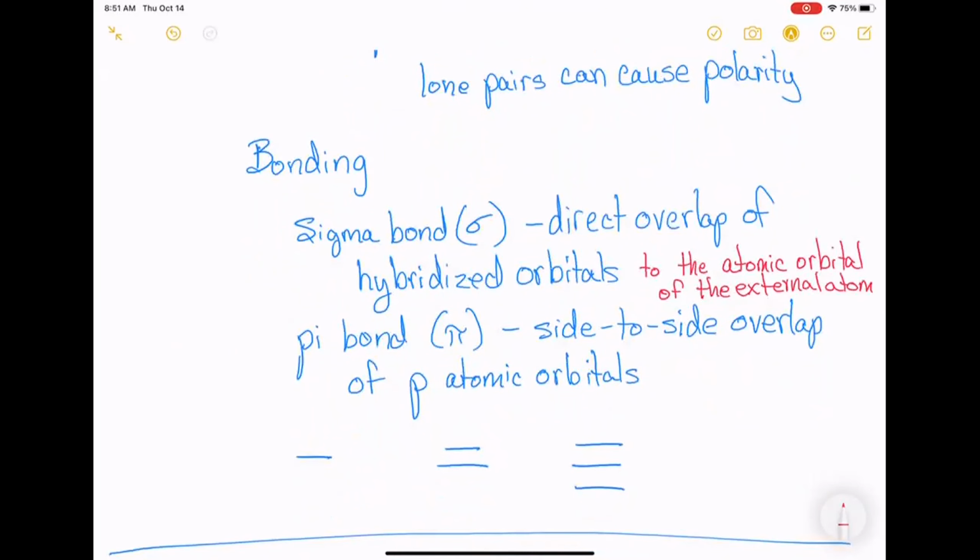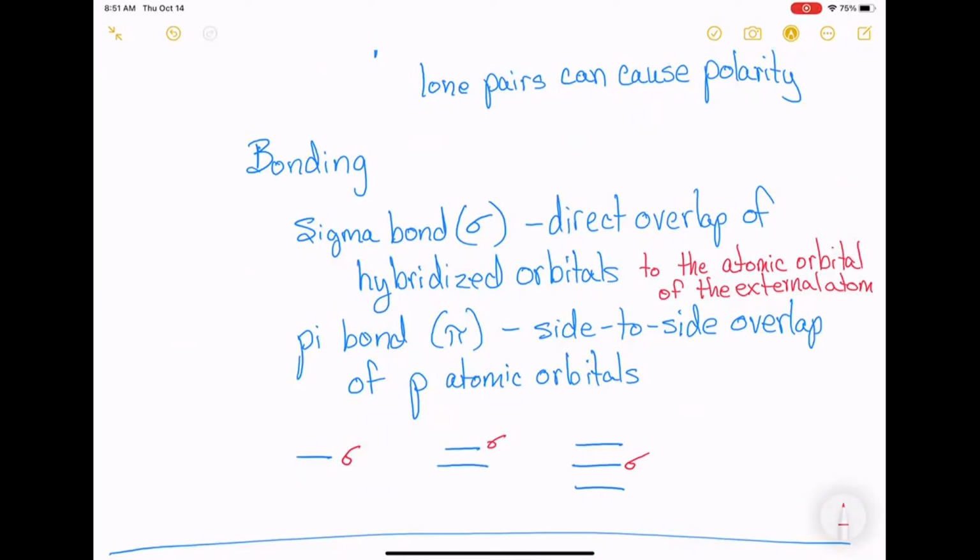Basically, what came out in that video is the very first bond between two atoms will be a sigma bond. So no matter whether you have a single bond, a double bond, or a triple bond, the first bond between the two atoms will be a sigma bond, meaning that that bond is the result of direct overlap from the central atom's hybrid orbital to the atomic orbital of an outer atom.